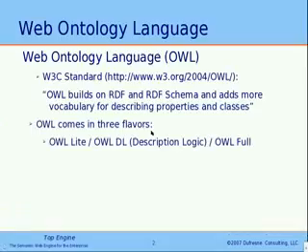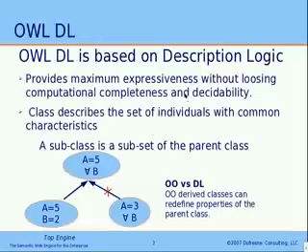The web ontology language is a W3C standard that builds on top of RDF and RDF schema and adds more vocabulary for describing classes and their properties. OWL comes in three flavors. There's OWL Lite, OWL DL, which stands for description logic, and OWL Full. OWL DL is of particular interest because it is based on description logic. This provides maximum expressiveness while ensuring that all logical deduction can be computed.